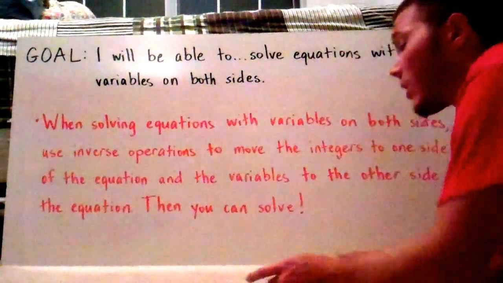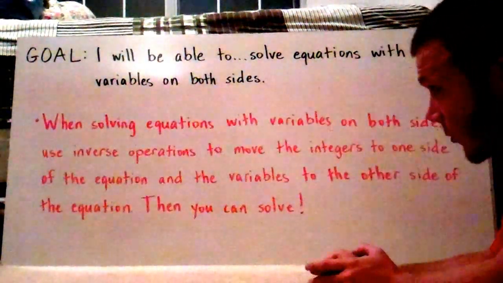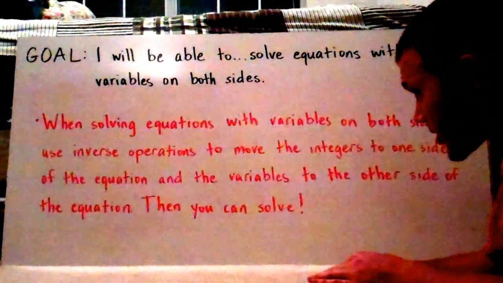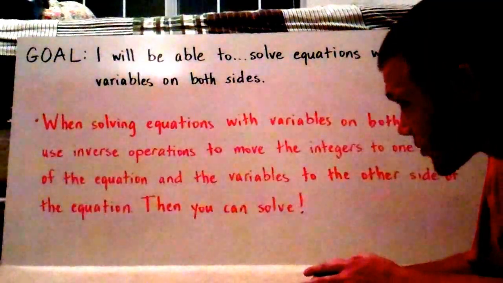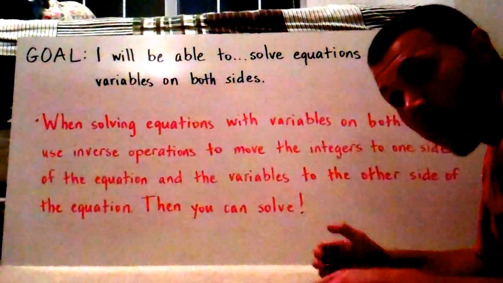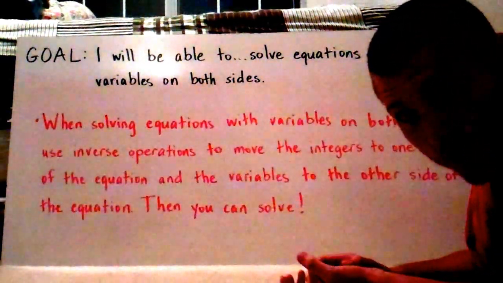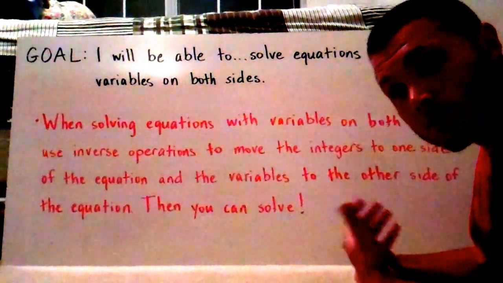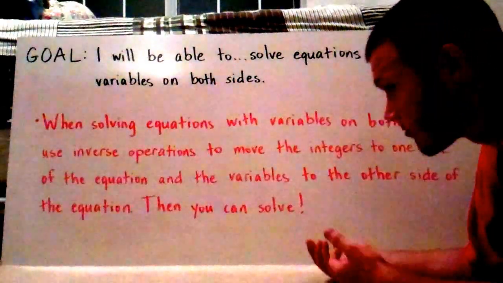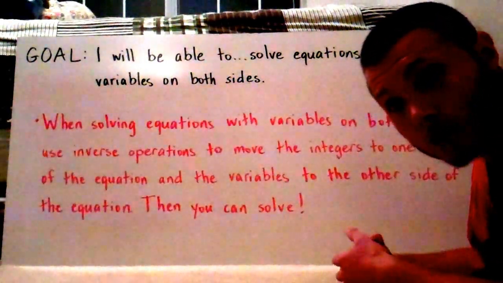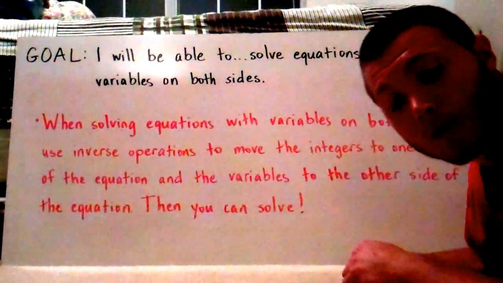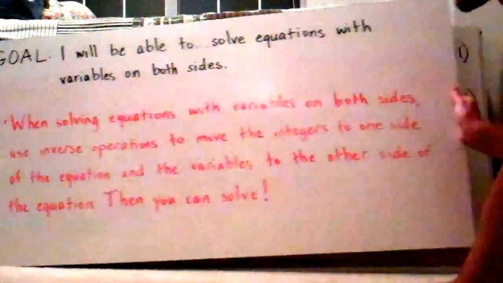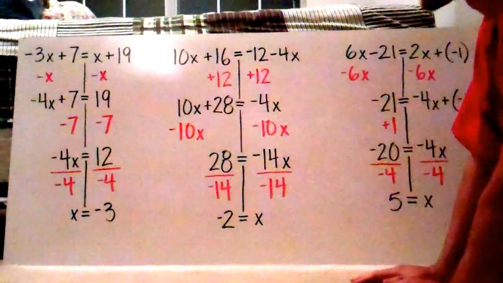sides. So, first thing I want you to know, when you're solving equations with variables on both sides, you're going to use inverse operations to move the integers to one side of the equation and the variables to the other side of the equation. Once you've done that, you should only be left with one step, and they're going to look very similar to a one-step equation right before you solve them. So, here are some examples I created to go over with you guys.